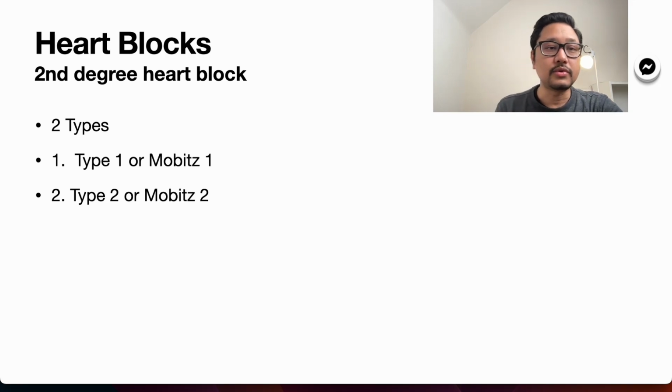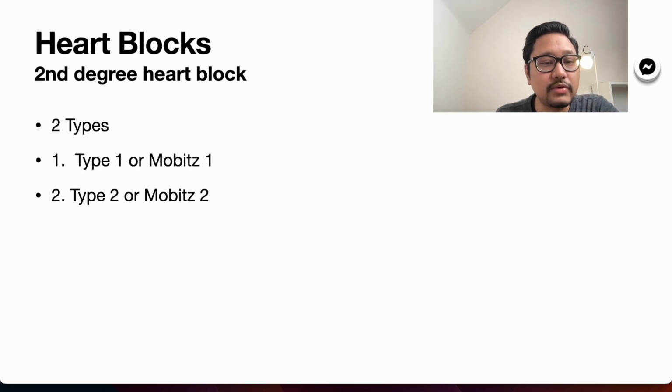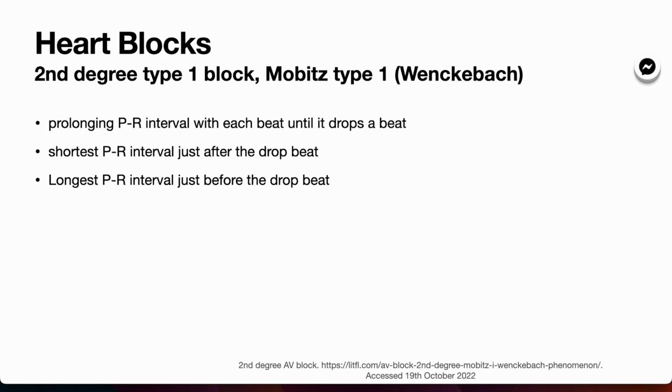Okay, let's now move to a second degree heart block, which has two types. We have type 1, or Mobitz type 1, and type 2, which is the Mobitz type 2. The second degree type 1 block is called Wenckebach. What's unique about this heart block is that for every beat there is an increasing PR interval until it drops a beat. So you begin with a slightly prolonged PR interval, and the next beat will have a slightly longer PR interval, and the next beat a longer one until it drops a beat, and the cycle goes back again.